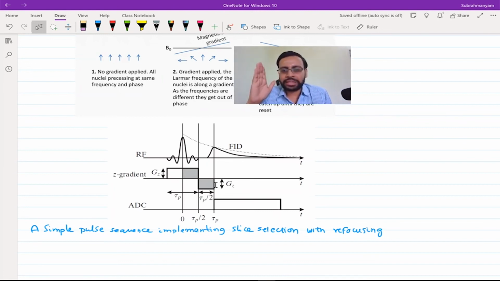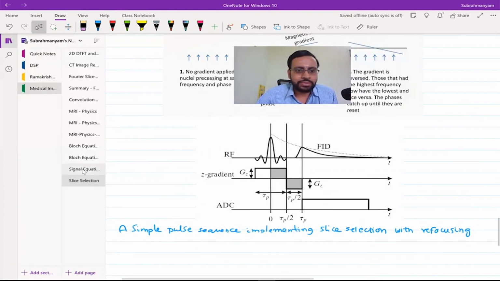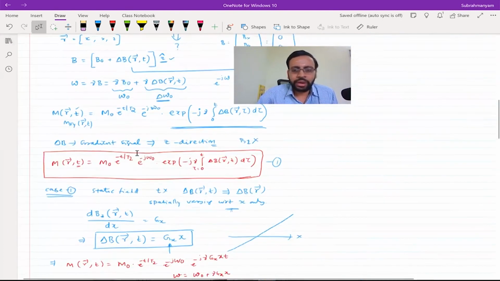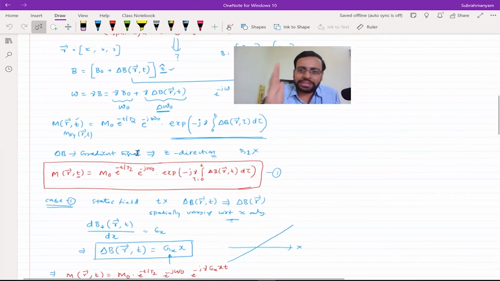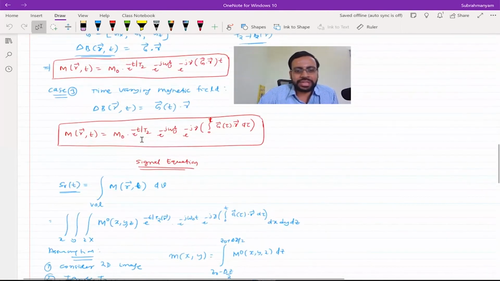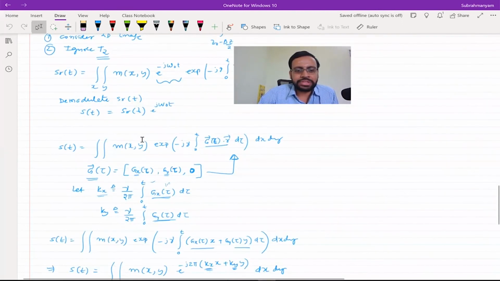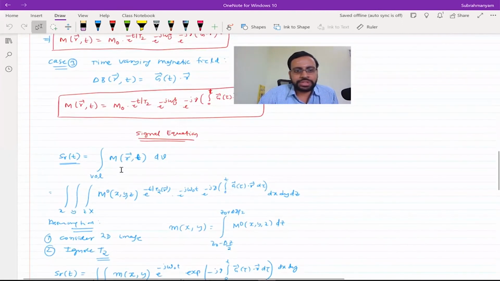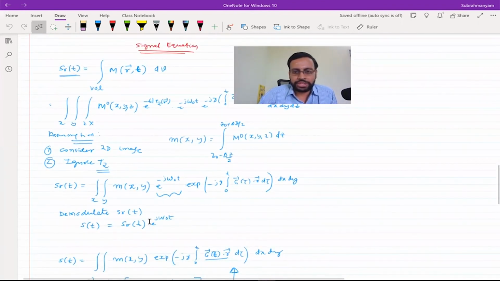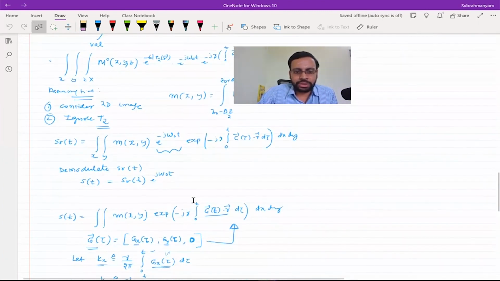What I have not discussed in this course so far in detail is this. In earlier classes, for example in the last class, we assumed that a slice has been given. Within that slice, we derived the signal equation for that particular slice, which turned out to be this S_r(t) equation. With that equation, we did some demodulation as well, and this is what you got there.